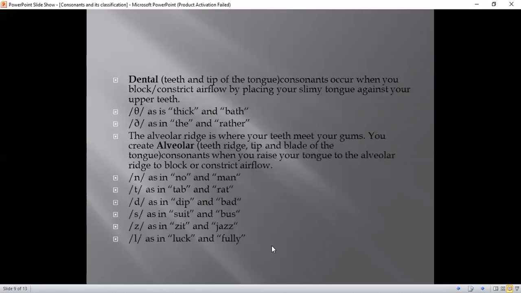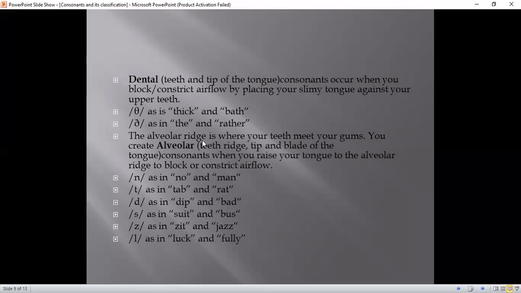Next is the dental, in which we use teeth and tip of the tongue. So dental consonants occur when you block or constrict airflow by placing your tongue against your upper teeth, like th as in thick and bath, and th as in the and rather. Next is the alveolar, in which we use teeth ridge and tip and blade of the tongue as an articulator.